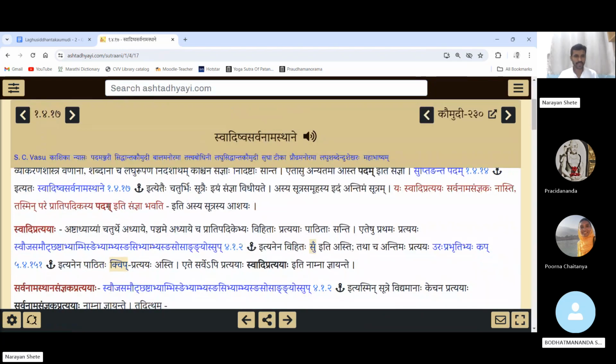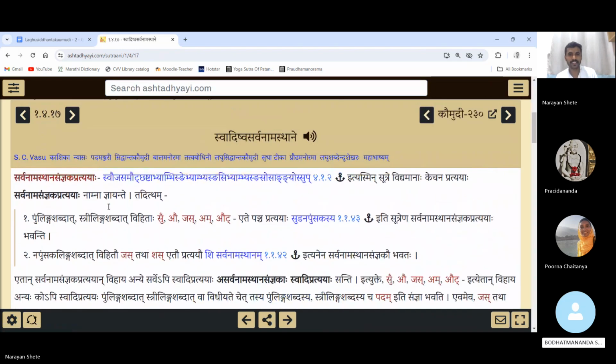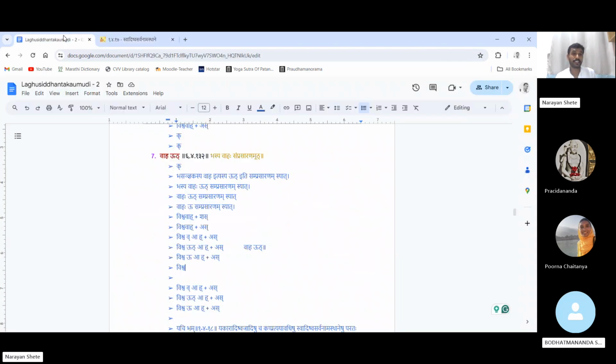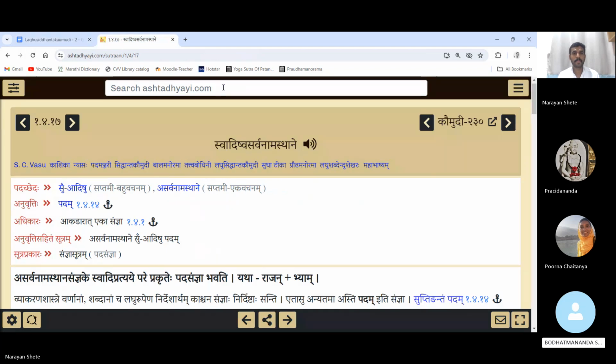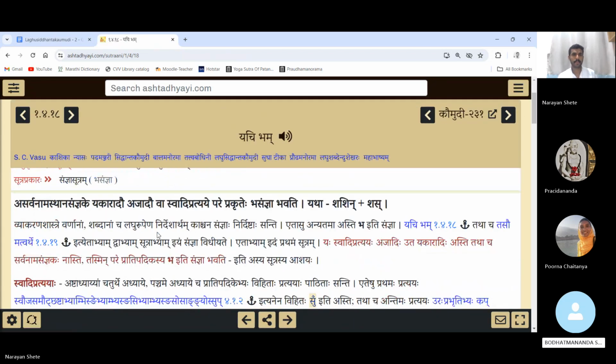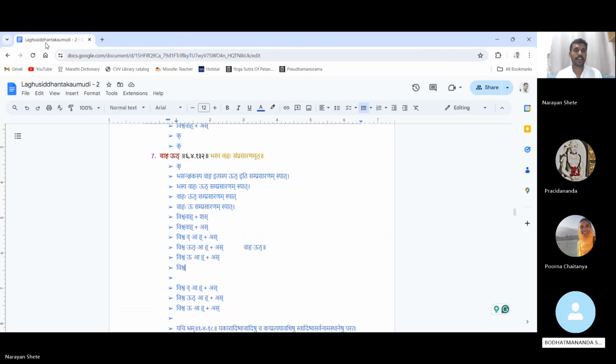No, Swami. There has to be some other sutra. It is not included in swadi pratyaya. If it is not in swadi pratyaya, I will find out, Swamiji. Okay. Continue.